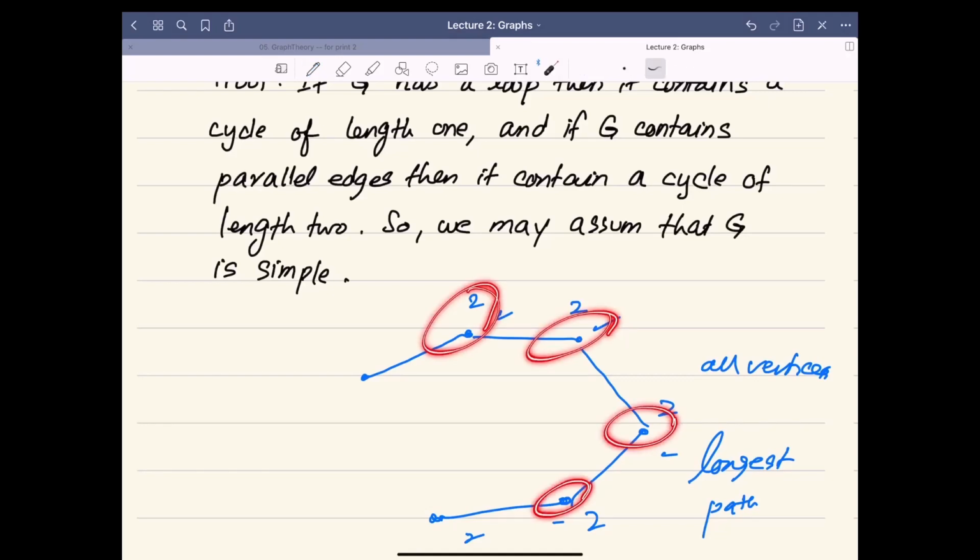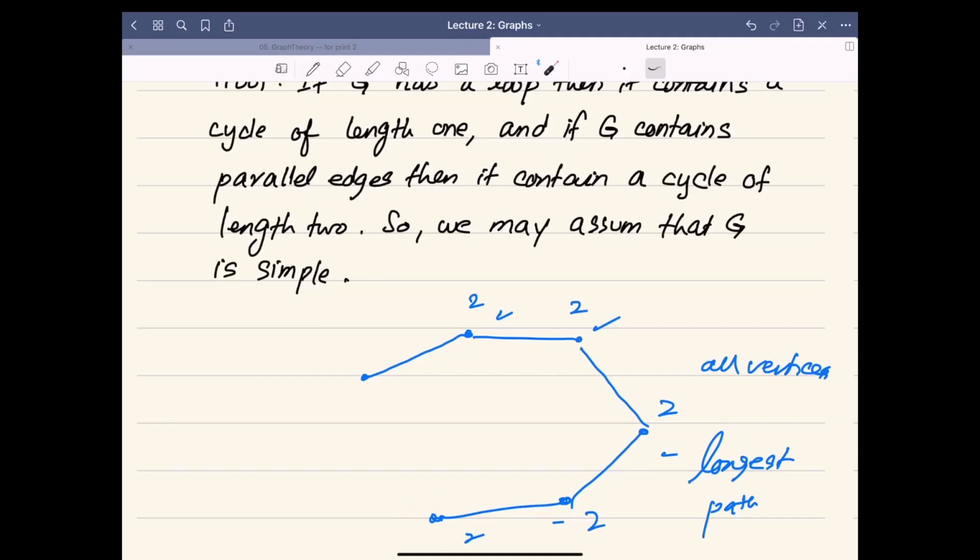This is degree 2, degree 2. Now for this one, since all vertices are covered in this path, for this vertex I need to connect it with another vertex. And also for this one, I need to connect it with another vertex. Now let's consider this one as an example.